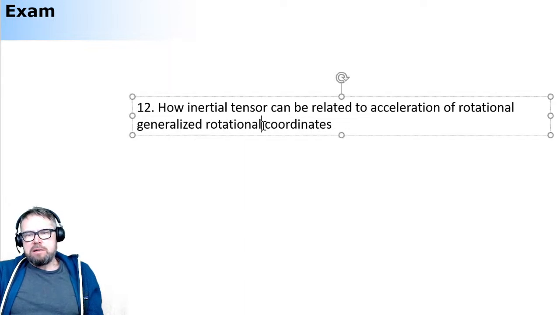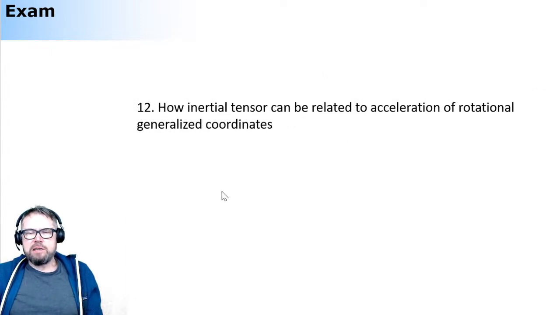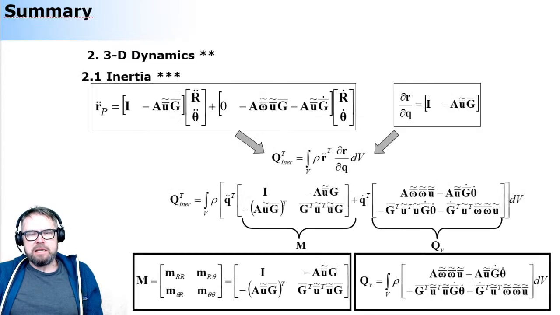Okay, then more questions: how the inertia tensor can be related to acceleration of rotational generalized coordinates. I think this is the right way to go, and this is again with the help of the G matrix. So you need to be able to understand the nature of the G matrix. And here it is again. Here's your inertia tensor, which is then mapped, whatever representation you use, with the help of the G matrix. So that's it.